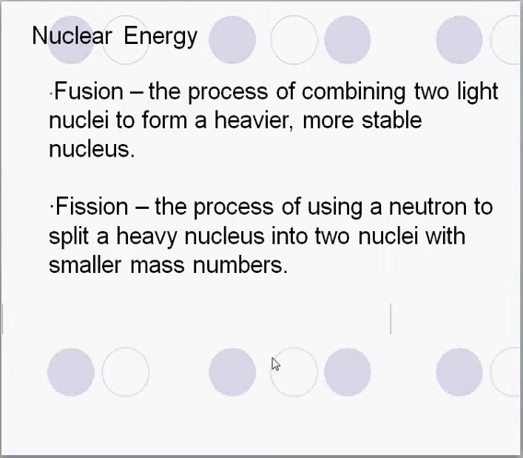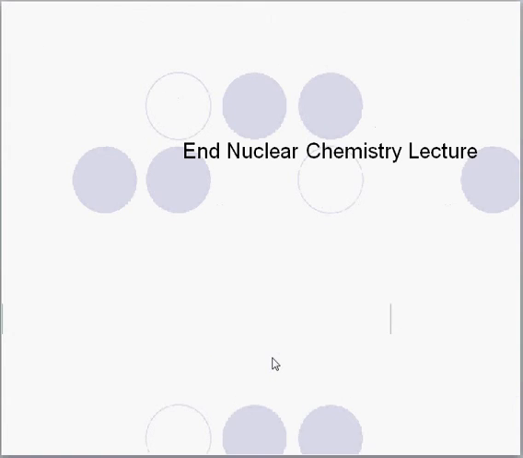We've got two definitions to end up our lecture today. We've got fusion, which is a process of combining two light nuclei to form a heavier, more stable nucleus. So fusion is a putting together process. Fission, process of using a neutron to split a heavier nucleus into two nuclei with smaller mass numbers. So fusion is building up, fission is breaking down. So that ends our lecture on nuclear chemistry.